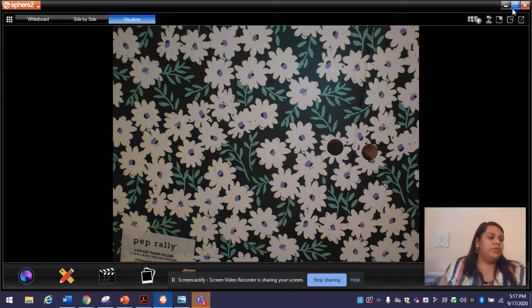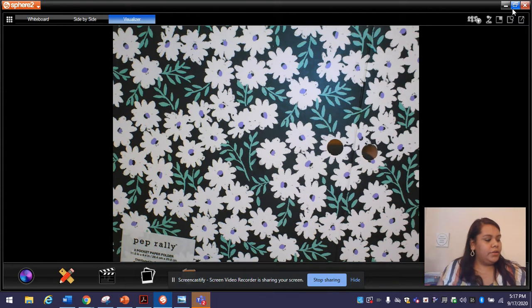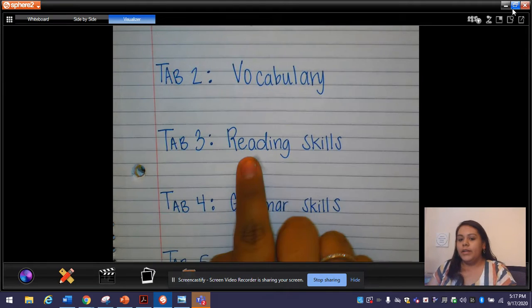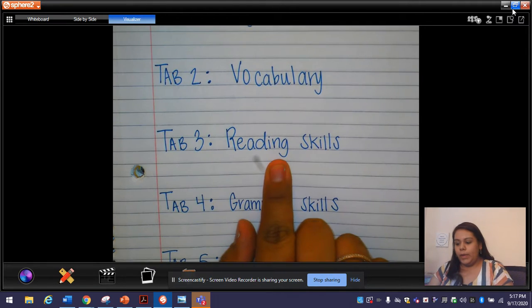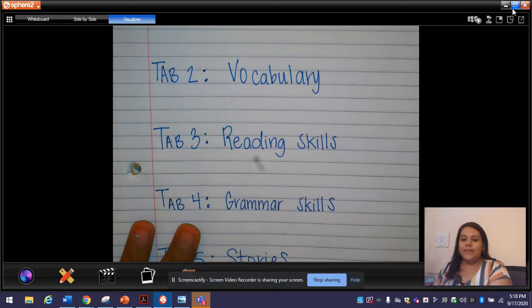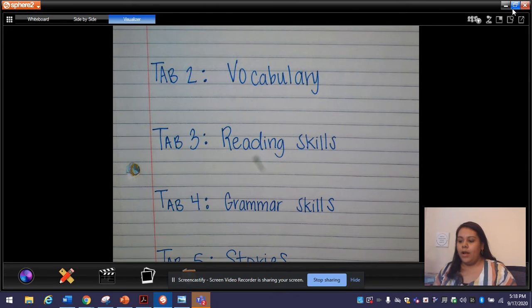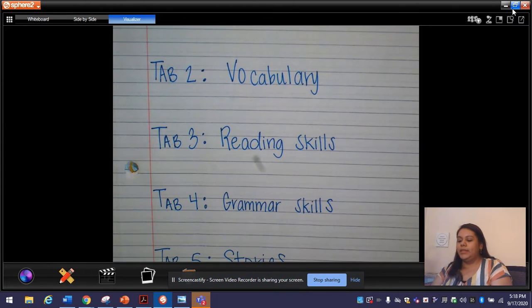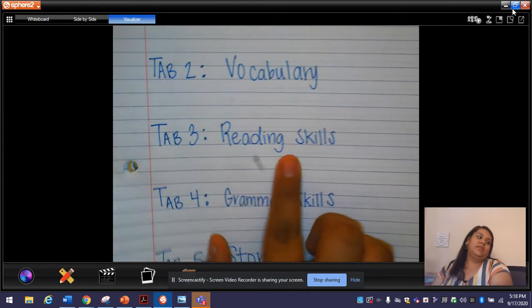So if you have your journal and your 5-subject journal, if you were able to get one, then this skill would be under reading skills right here, tab 3. Okay. And again, this journal is in case we do go back or the student doesn't have a computer and they want the paper notes, then this is available. Okay, so this is a reading skill note.